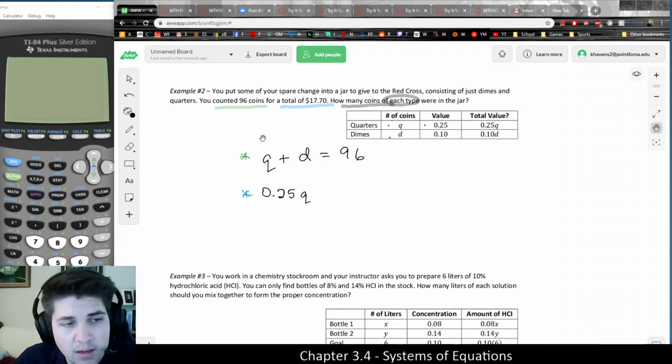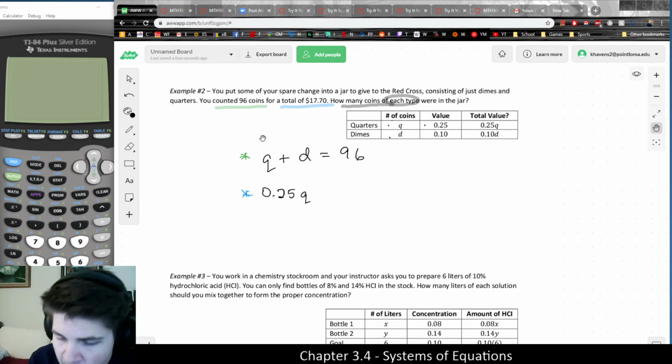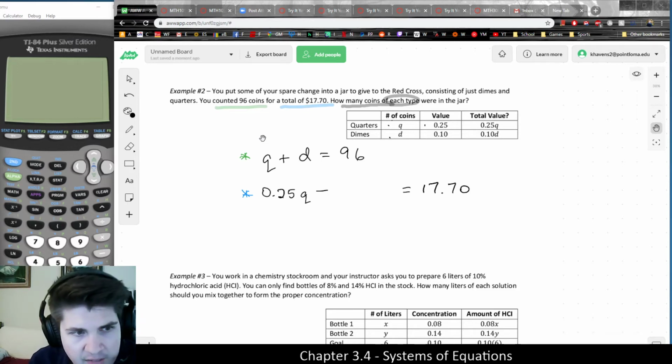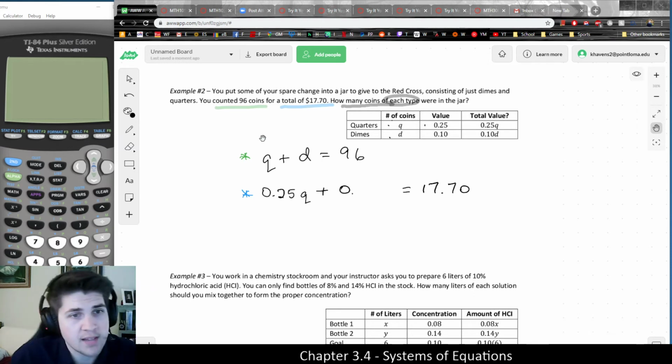That would be $1. But also, I know that the total value of all my coins is $17.70. That would be the value of the quarters plus the value of the dimes. Since each dime is valued at 10 cents, that would be 0.1 times the number of dimes D. Like say I have 10 dimes, that would be $1. 10 times 0.1 is 1, which would give me the value of the dimes.